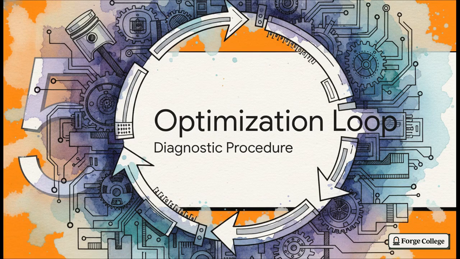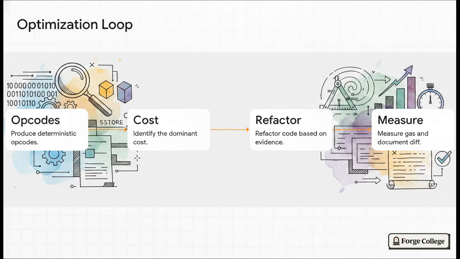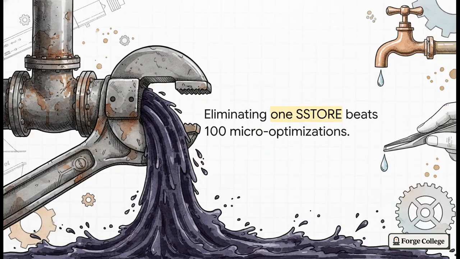Moving into the home stretch with Section 5, the optimization loop. Let's look at the diagnostic procedure. You really need to establish this rhythm in your daily coding life. Step 1. Produce deterministic opcodes. Keep your compiler version and optimizer settings strictly locked in so you always have a reliable baseline. Step 2. Identify the dominant cost. Comb through and look for those heavy hitters like SLOAD and SSTORE. Step 3. Refactor the code based directly on that specific evidence. And finally, Step 4. Measure the actual gas delta using a gas reporter and meticulously document the difference to prove your fix actually worked.